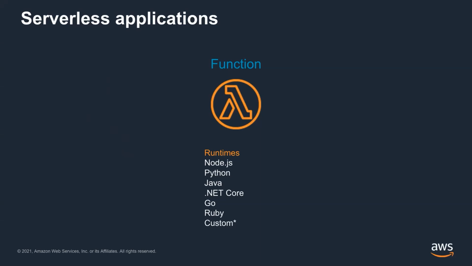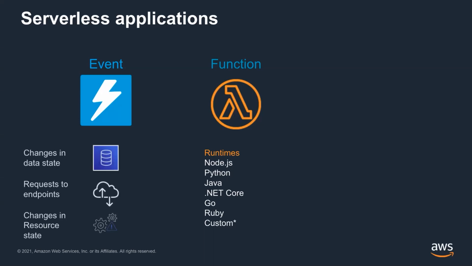Once you provide the application code, the next step is how it gets triggered, or how the function invocation takes place. We can think about that in terms of a change of state of a data source, for example, a DynamoDB stream or a Kinesis stream that triggers an event.